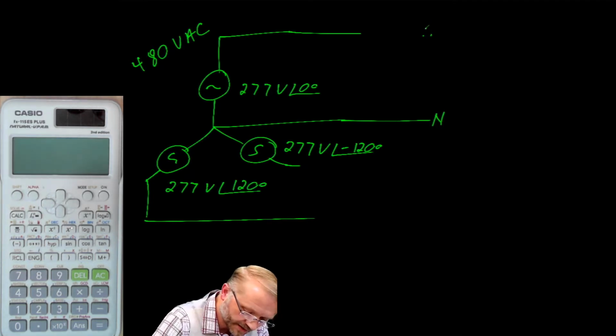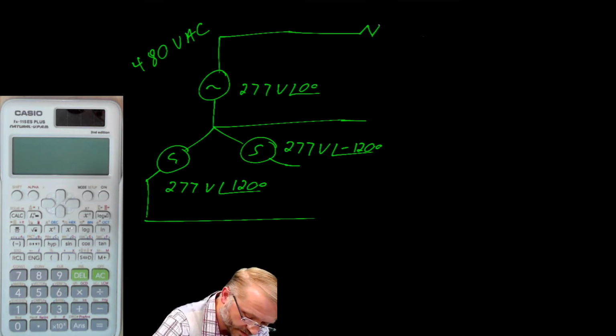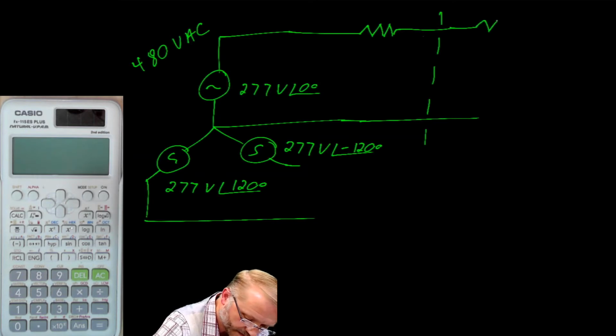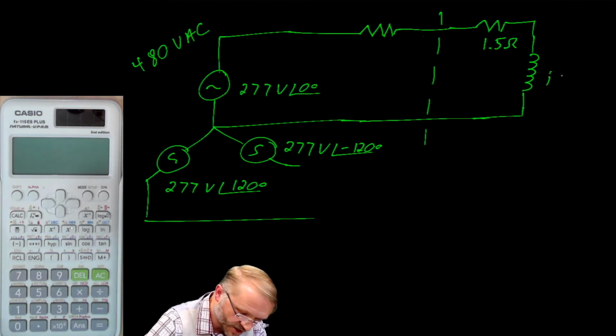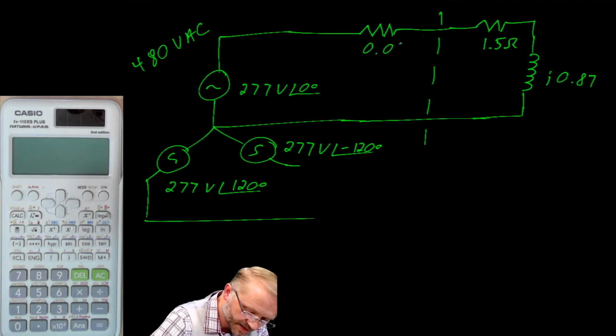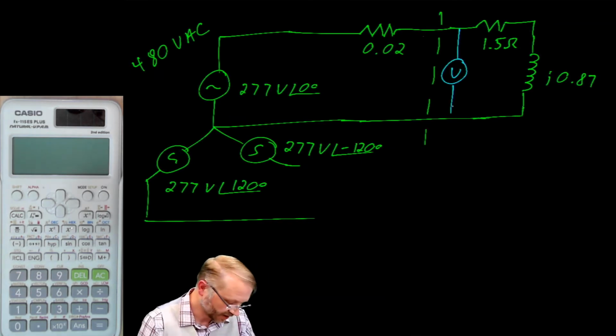I don't want to get into all the calculations today. However, we can explore a single phase load connected up to this system. We'll assume some wire resistance, and then we'll let our load be connected here between phase A and neutral. We'll let our load be 1.5 ohms, we'll let this be J 0.87, and we'll let the wire resistance be 0.02. One of the questions you might ask is, what is this voltage out there?